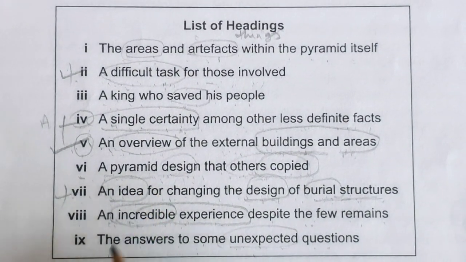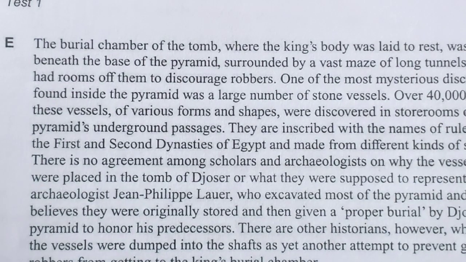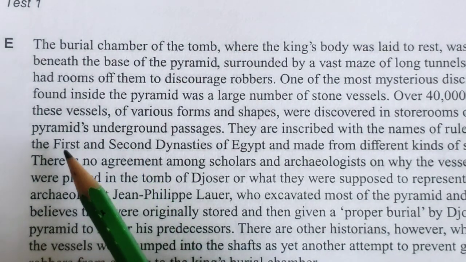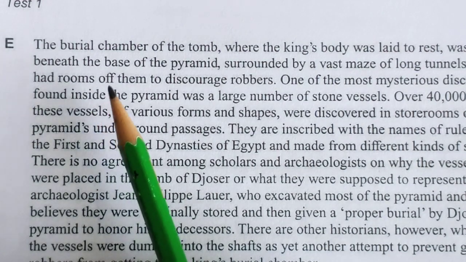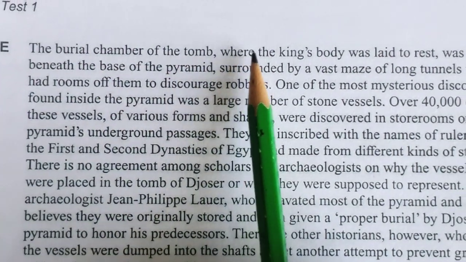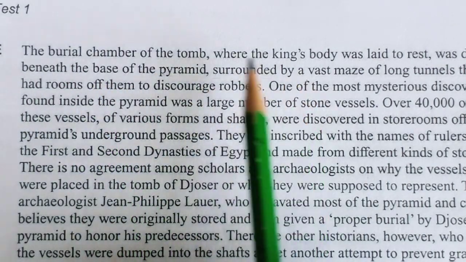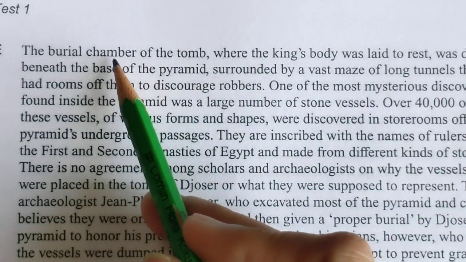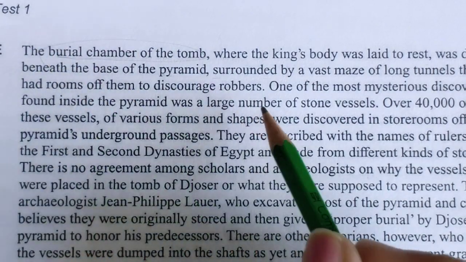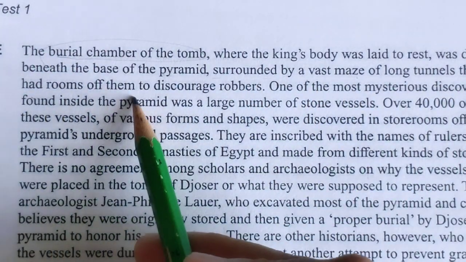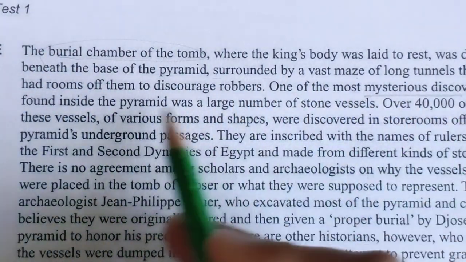Let's go to the E paragraph. Again, E paragraph is a longer one. Let's read it properly. The burial chamber of the tomb where the king's body was laid to rest was dug beneath the pyramid, surrounded by a vast maze of long tunnels. Now they are talking about the burial chamber of the tomb. One of the most mysterious discoveries.